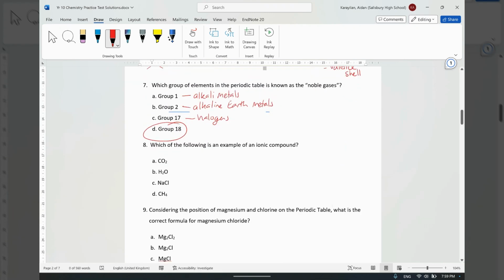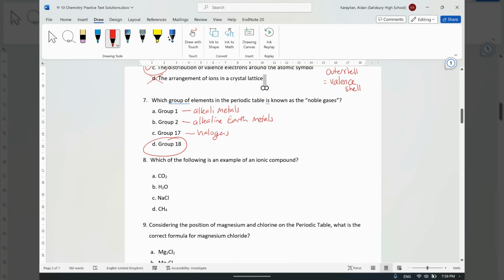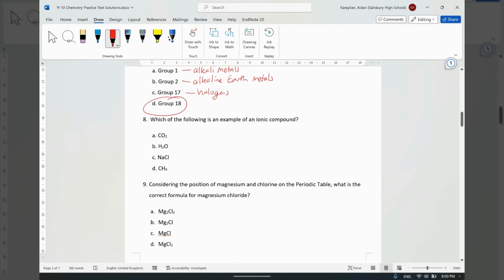They're just the names of them, and they're the most common ones that we use, so they're the ones we remember. So number 8, we have, which of the following is an example of an ionic compound? You need to remember this fact here. There's ionic compounds made from metal plus non-metal. So you've got a metal atom and non-metal atoms coming together, and they form ionic compounds.